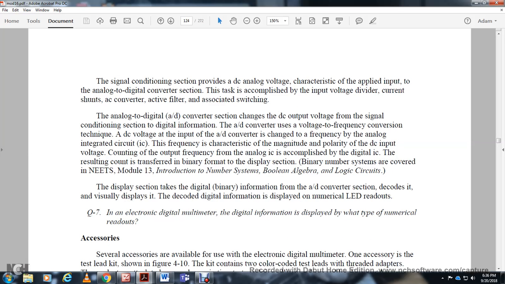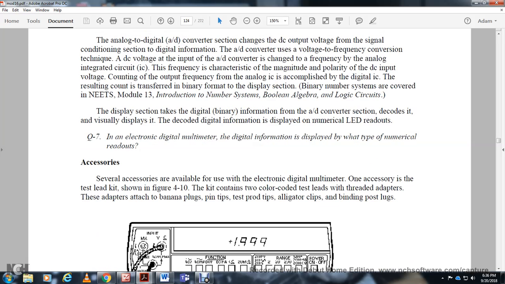The display section takes the direct digital binary information from the analog to digital converter section and decodes it. The decoded digital information is then visually displayed numerically in LED readouts.